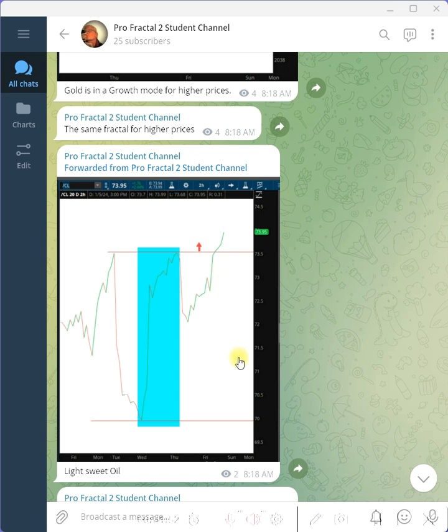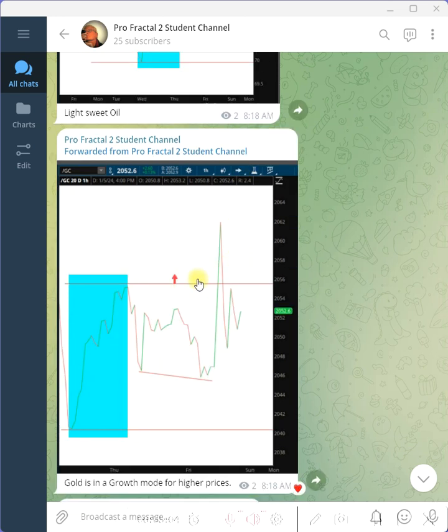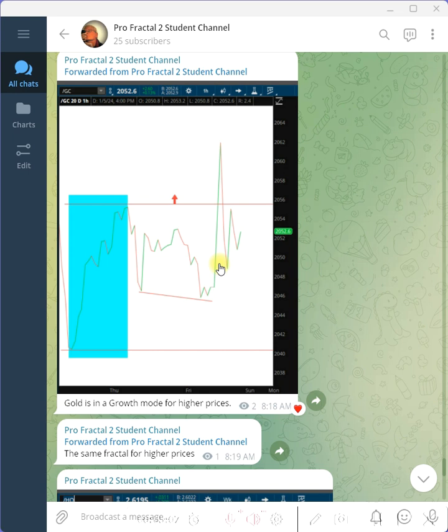Here's light sweet oil again, decaying fractal, went down, it reversed up above the channel. That's your entry point. Again, here's gold. It's now in a growth mode for higher prices.